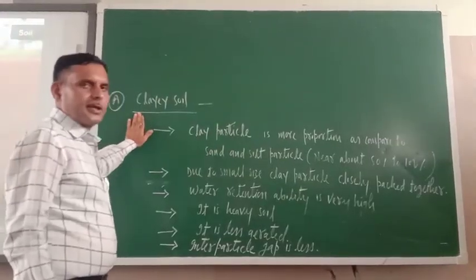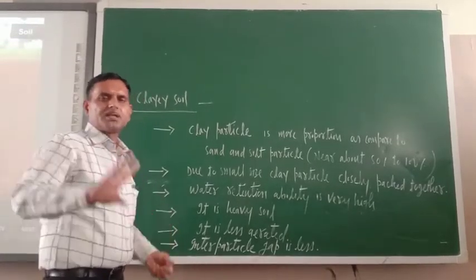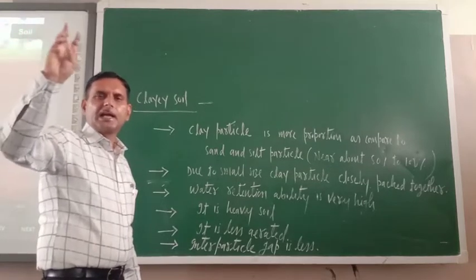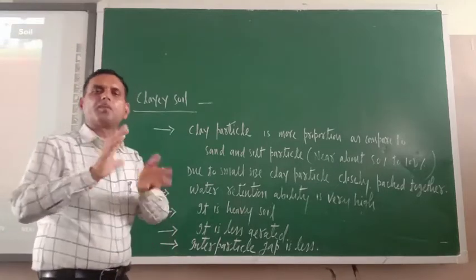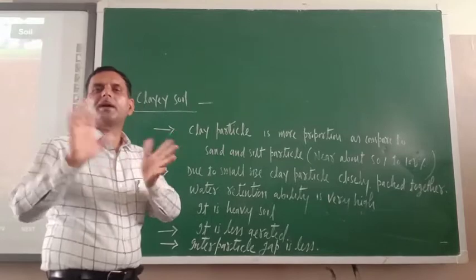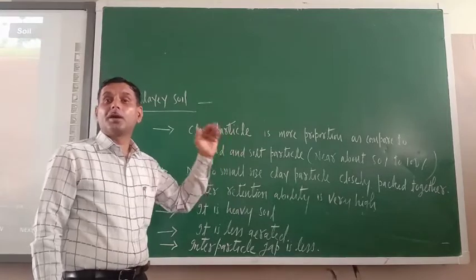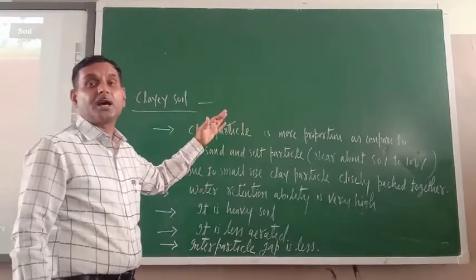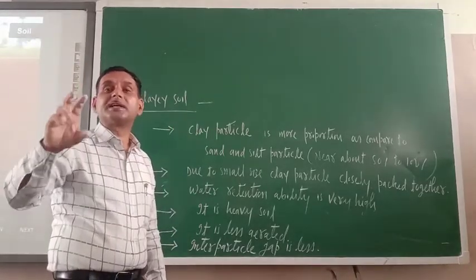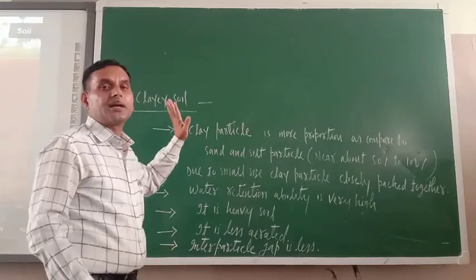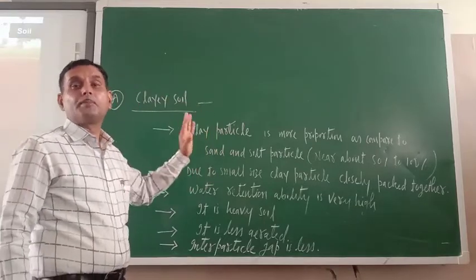So dear cadets, the first category of soil is clay soil. In clay soil, what is there? Just see, in all types of soil, clay particles, sand particles, and silt particles are found. Their proportion is different in different types of soil. In clay soil, clay particles are more, near about 50% to 100% are present there, and hardly any amount of silt and sand particles is found. So the maximum proportion of this soil is made up of clay particles only.